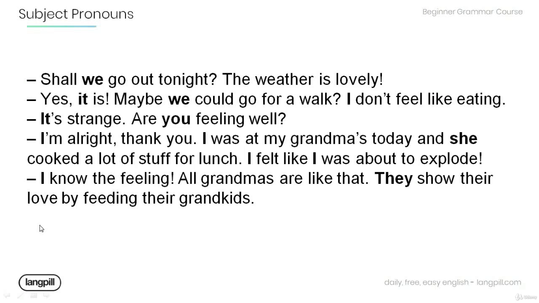Shall we go out tonight? The weather is lovely. Yes, it is. Maybe we could go for a walk. I don't feel like eating. It's strange. Are you feeling well? I'm alright, thank you. I was at my grandma's today and she cooked a lot of stuff for lunch. I felt like I was about to explode. I know the feeling. All grandmas are like that. They show their love by feeding their grandkids.